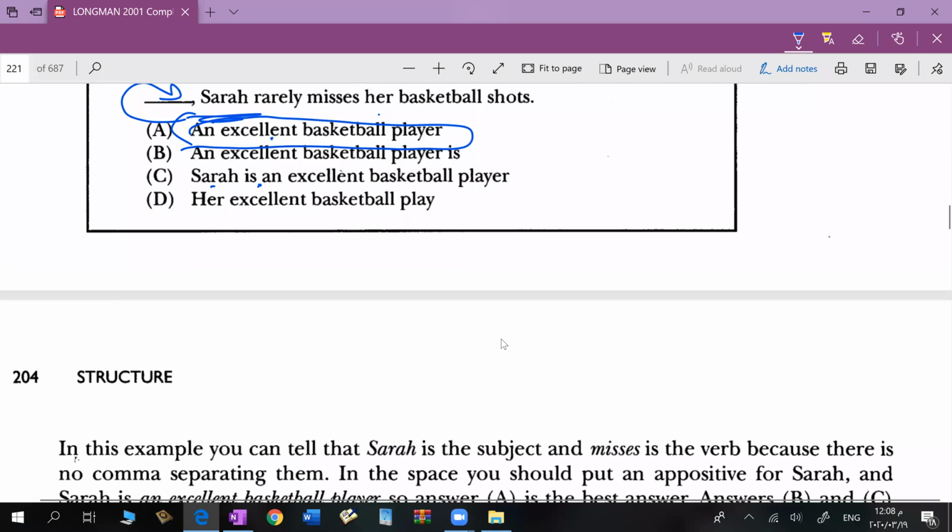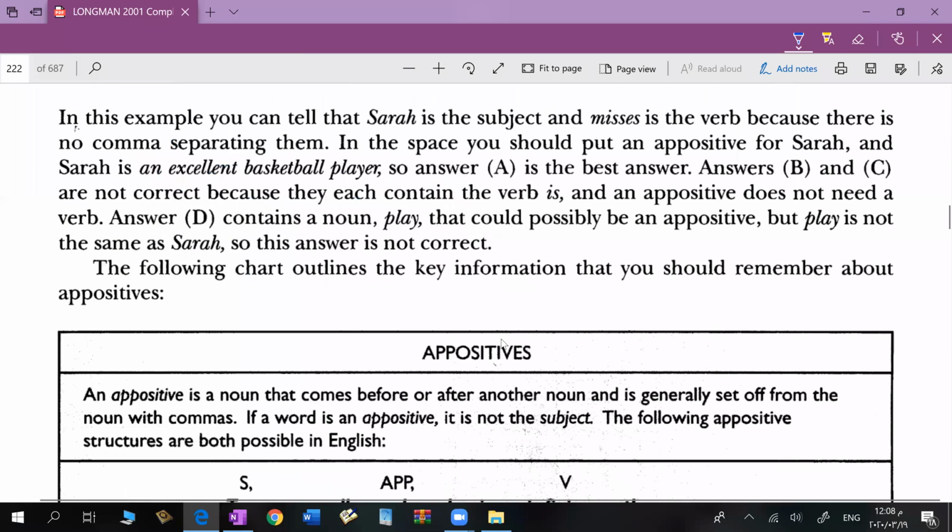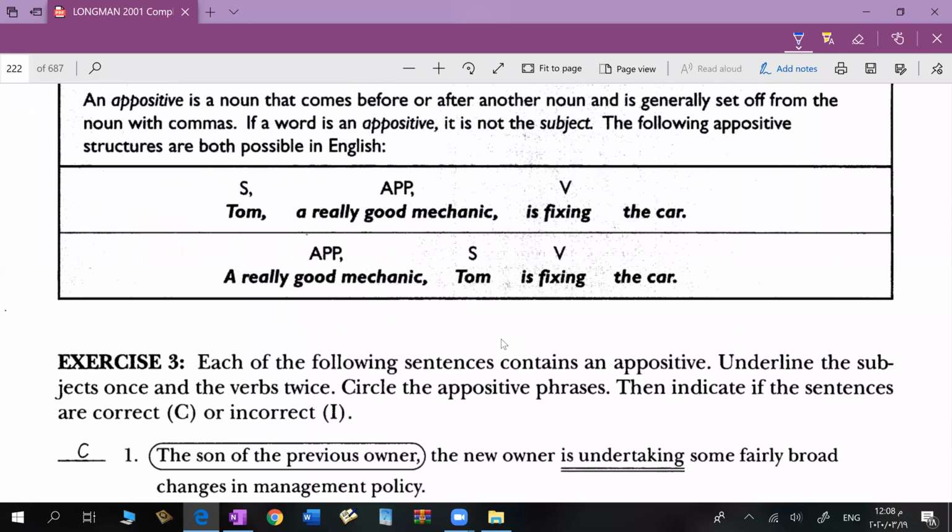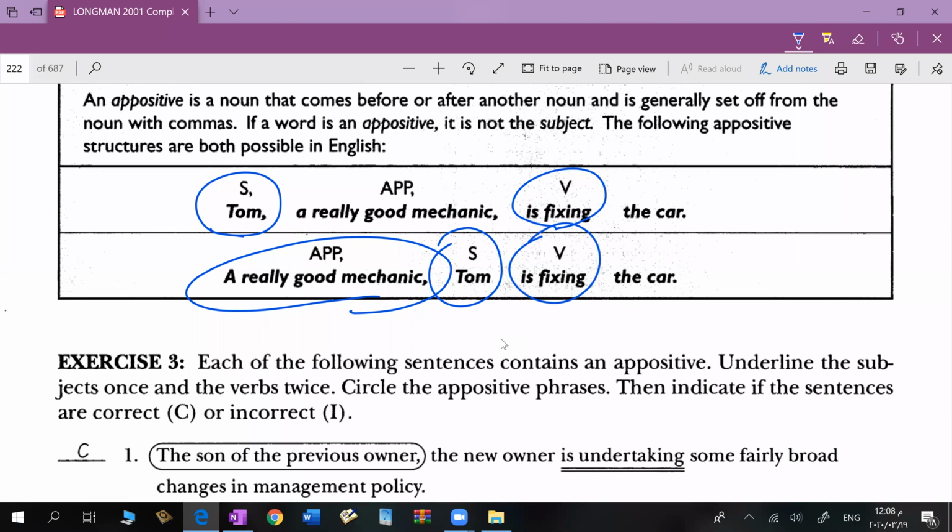Okay. Here is the rule. We start with the subject and then the verb, or we can put the appositive at the beginning and then the subject and the verb. Both are the same. Tom, two commas, a really good mechanic. Or if the appositive comes in the beginning, then we put the comma after the appositive: a really good mechanic, comma, Tom is fixing the car. Problem?